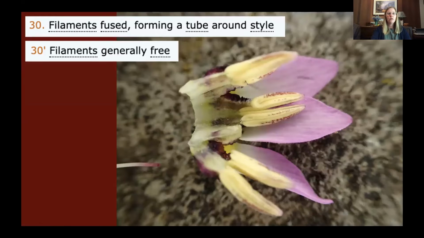Filaments fused, forming a tube around style, or filaments generally free. So this is a great example of what Bruce was talking about with the fusion of parts. Filaments are normally very hair-like and thin. In this case, they are really broad and flattened and are forming this tubular structure. So the flower has been sort of torn open. You can see the stamens and their fused filaments. So we'll go with the first choice where the filaments are fused.